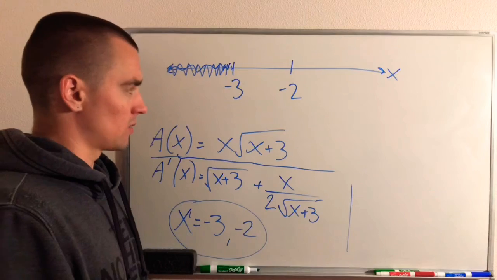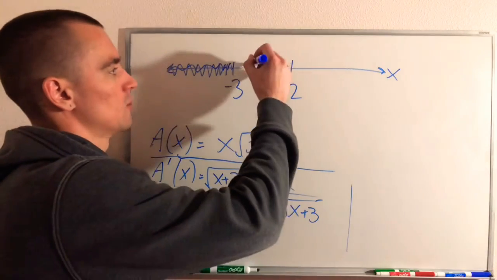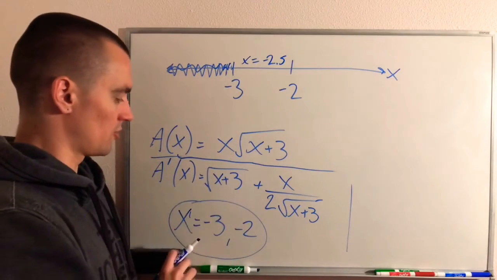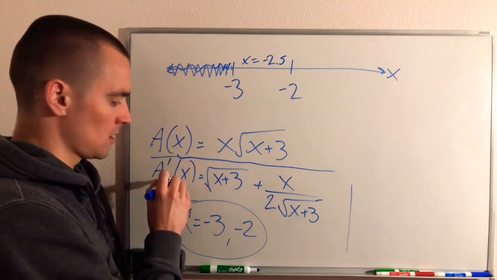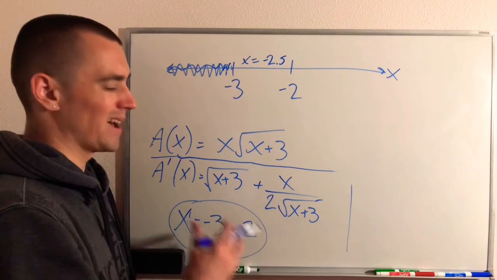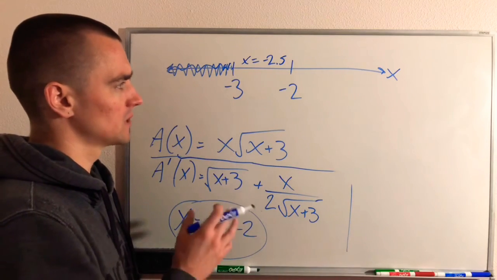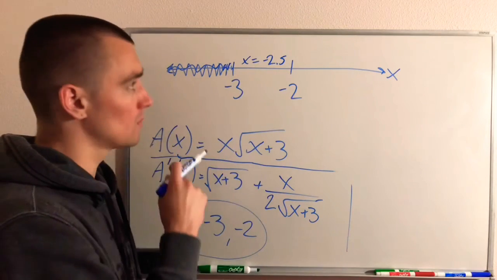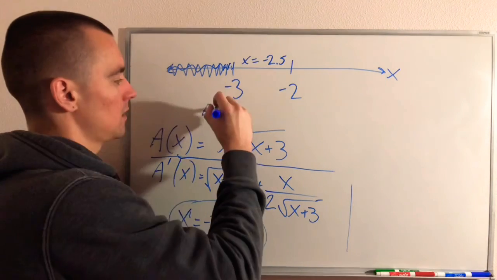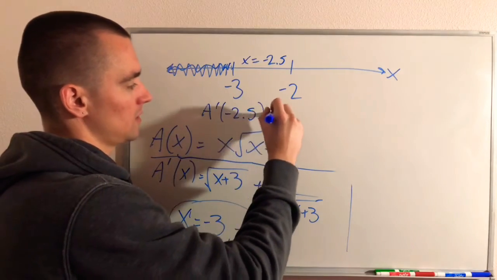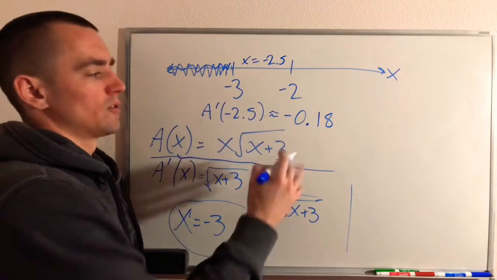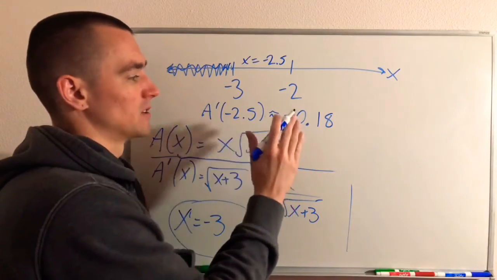So let's just pick any number between -2 and -3. Let's just say we'll plug in x equals -2.5 into our derivative, so into this function right here. Unfortunately, this is not a very nice thing to plug numbers into. I would recommend just using a calculator for this. So if we plug in x equals -2.5 into f prime, we're going to get f prime of -2.5 equals -0.18, about.